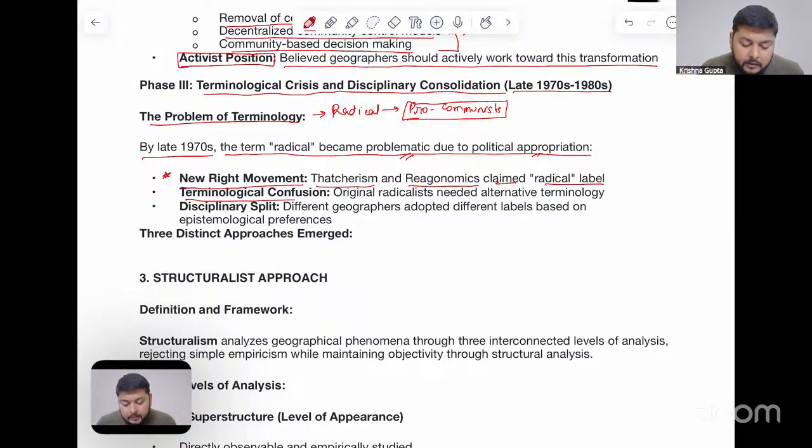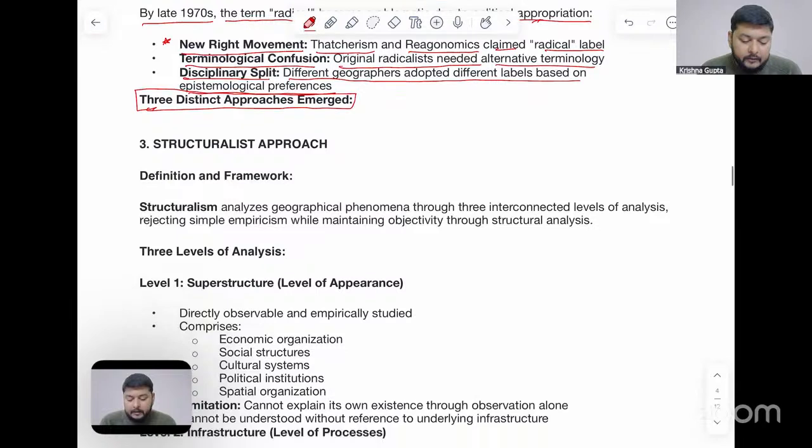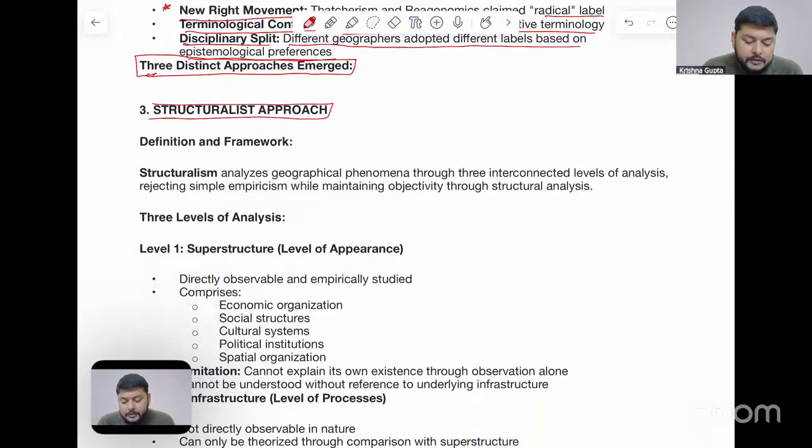Now, next, in the terminological confusion, the original radicalists needed alternative terminology. Here the disciplinary split took place. Different geographers adopted different labels based on epistemological preferences. Epistemological means the basic stance taken by a particular geographer for solving the problems of society. Three distinct approaches emerged in the radical approach here. We have the structuralist approach, which is one of the most important and famous approaches for solving the problems of society.